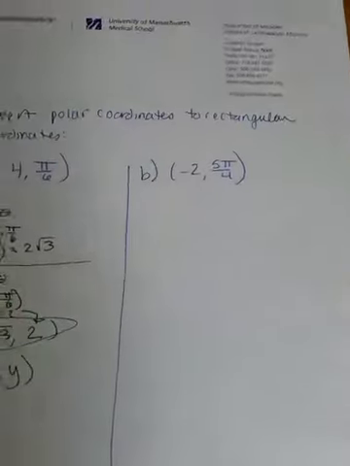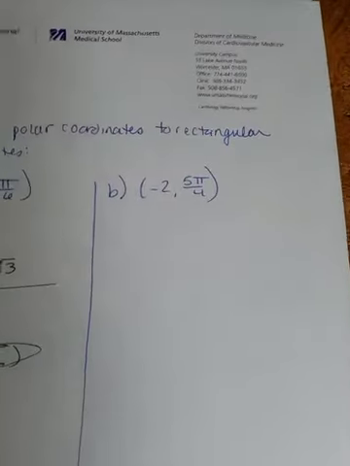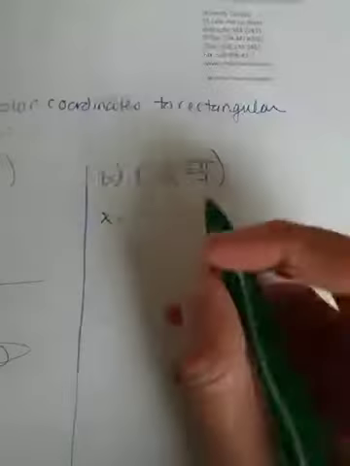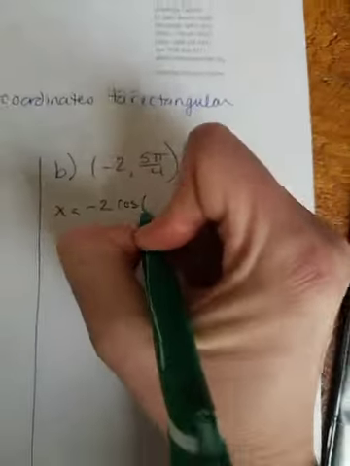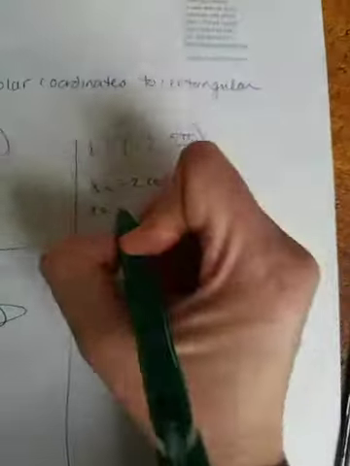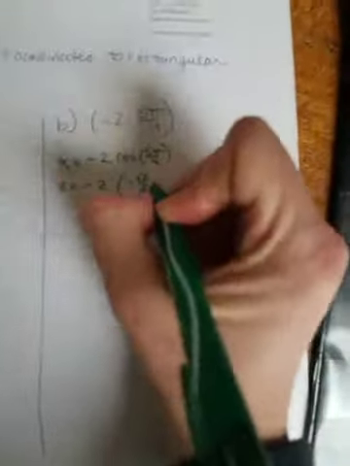Looking at part B, (-2, 5 pi over 4). Same equation as I used over here, r cosine of theta. So for this one, your r is -2. You're doing the cosine of 5 pi over 4. The cosine of 5 pi over 4 is negative root 2 over 2, so -2 times that is root 2.